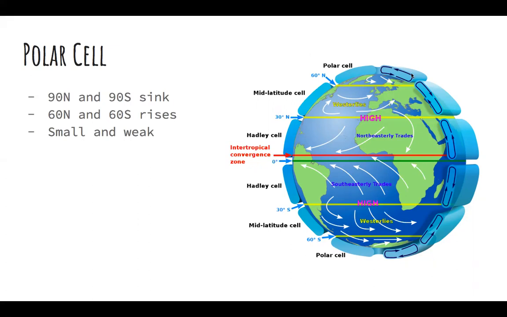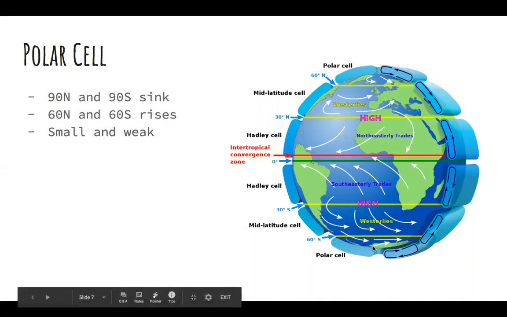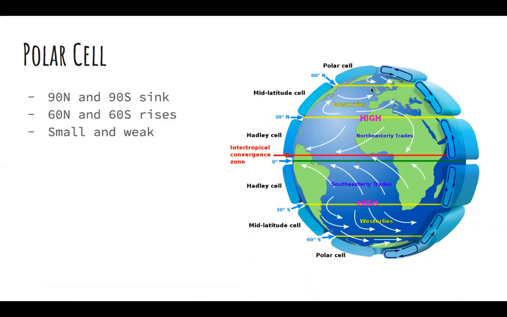So you can see how small it is when you take a look at the Hadley cell, how big it is. It's in this huge area, but you go up north or south, at the poles, and you see this tiny little sliver. That's because it's covering a very small amount of area.